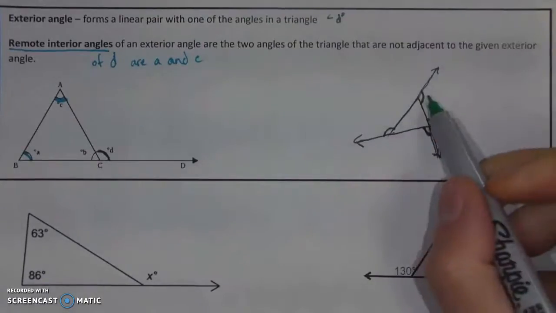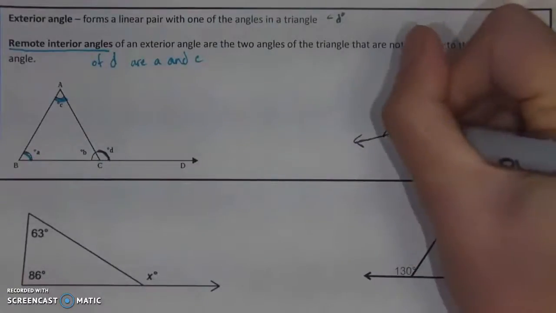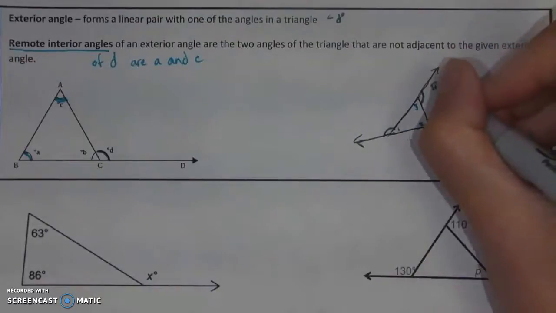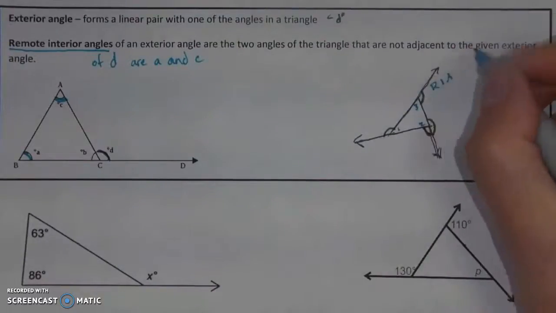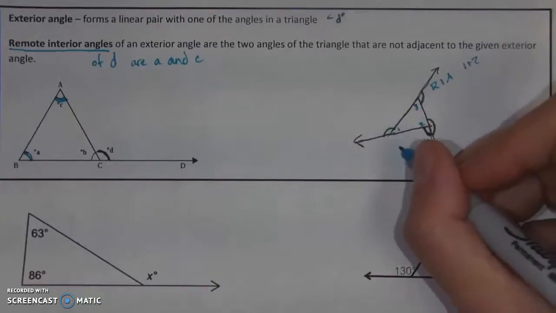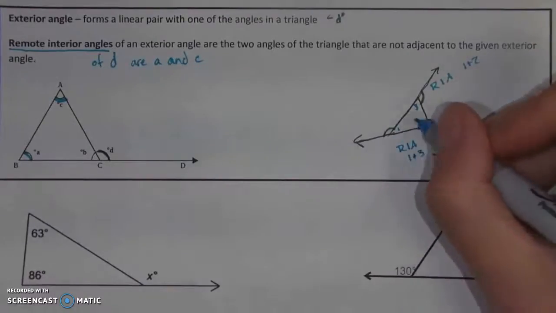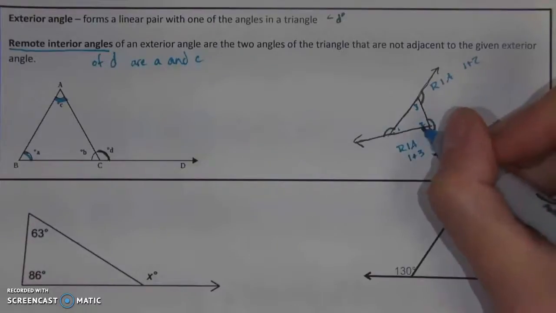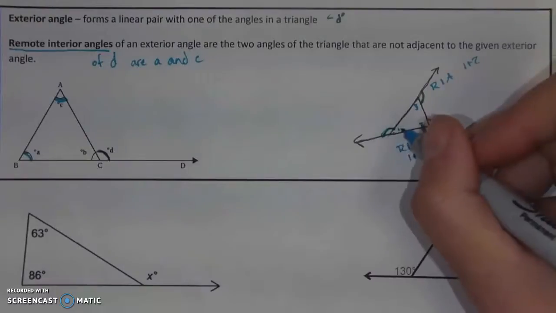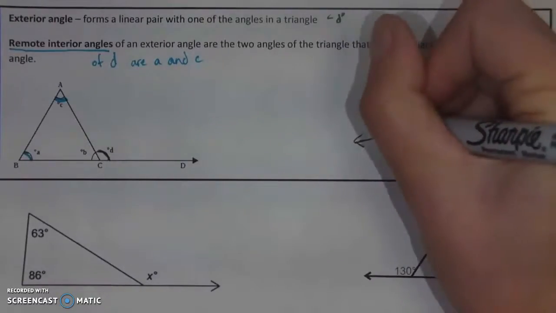And each of these exterior angles then has remote interior angles associated with it. So if these angles are 1, 2, and 3, the remote interior angles of angle 3 would be 1 and 2. It'd be the two angles that are not attached. And the remote interior angles of angle 2 would be 1 and 3, because those are the two angles that are not attached to this exterior angle. And of course, for the last one, the same concept is true. The remote interior angles to angle 1 would be 3 and 2, or 2 and 3.